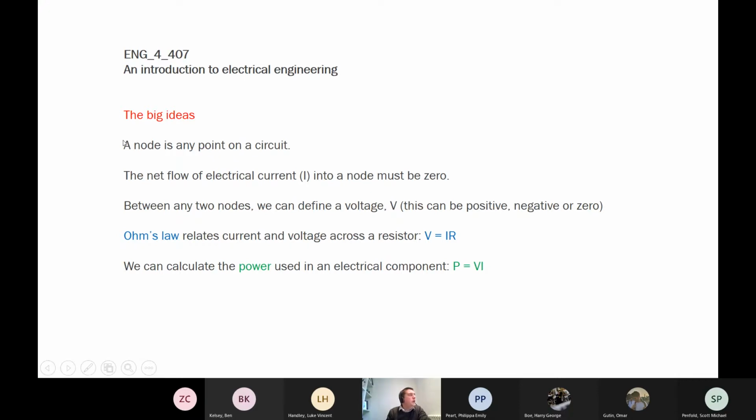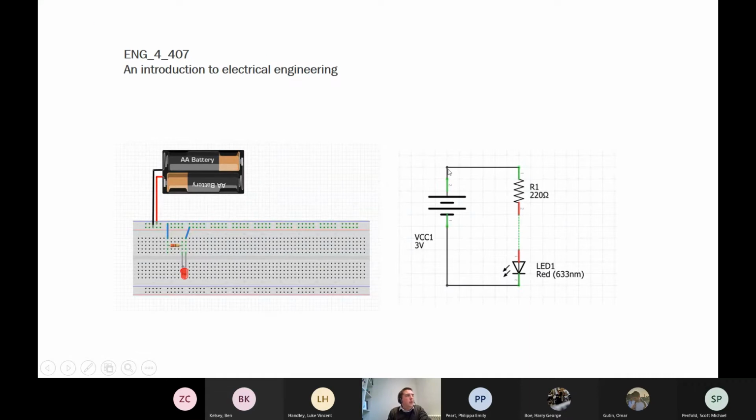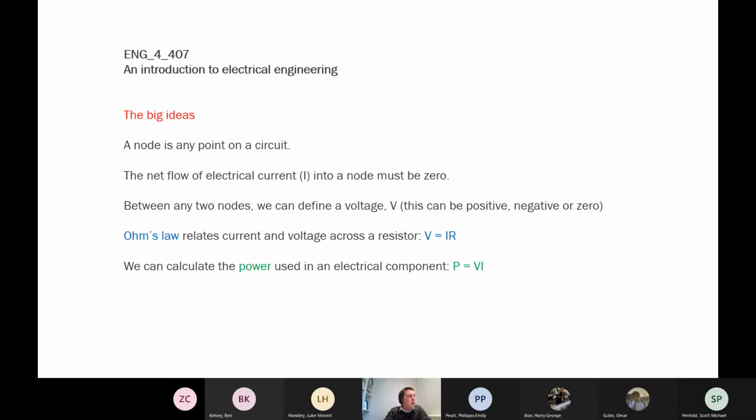So first of all, a node is any point on a circuit. And I'm just going to go back here. So for example, all four corners of this image on the right hand side are nodes. And the net flow of electrical current, which is a capital I, and we'll come back to that, into a node must be 0. That means that the current that's flowing in from one direction must flow out in another direction. That's another way to think of it.